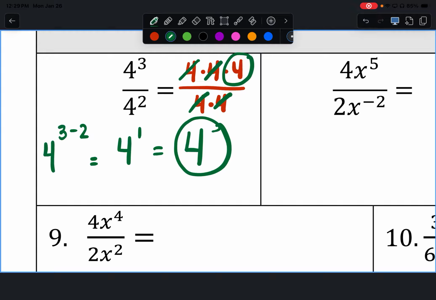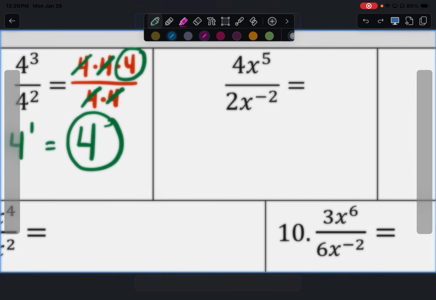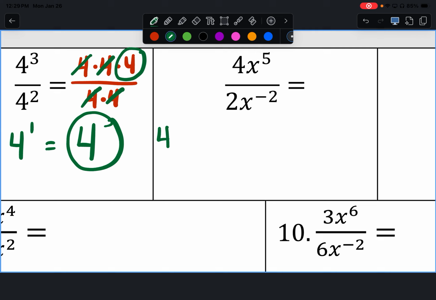So if we look at this next one, okay, in the front of this one, we have 2 constants. Okay? The constants, we let them do their thing. So 4 divided by 2. Then we're going to have x to the 5th minus negative 2. What is 4 divided by 2? Okay, now, when you subtract a negative number, you... So what is that going to be? X to the 7th. 2x to the 7th. Because when you subtract a negative number, you add.